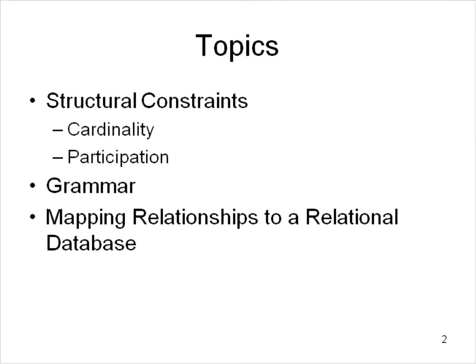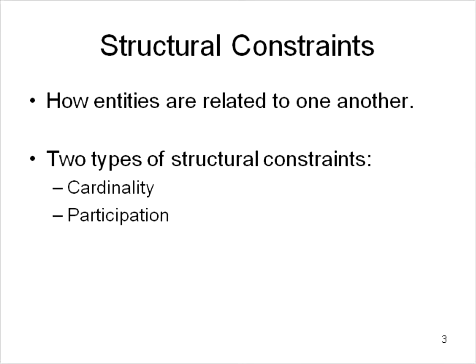So, to describe the nature of relationships, we have what's called structural constraints. And there are two types of structural constraints: cardinality constraints and participation constraints. So, structural constraints basically discuss how entities are related to one another. They're cardinality and participation. We will talk about each one of these constraints. First, we'll start with the cardinality constraints.